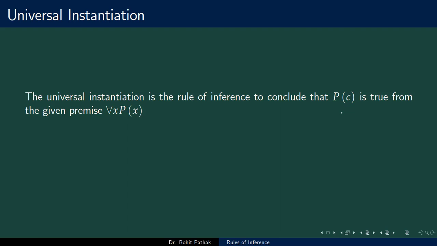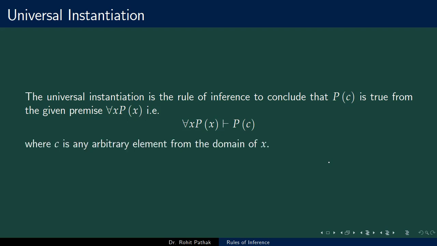So whenever you are given that P(x) is true for all x, you can choose any x, or you can assign any value to x. So we assign here c, so it will be true for x equal to c in the domain. So for all x P(x) gives the conclusion P(c), where c is any arbitrary element in the domain, not particular, it is an arbitrary element. This is called universal instantiation.